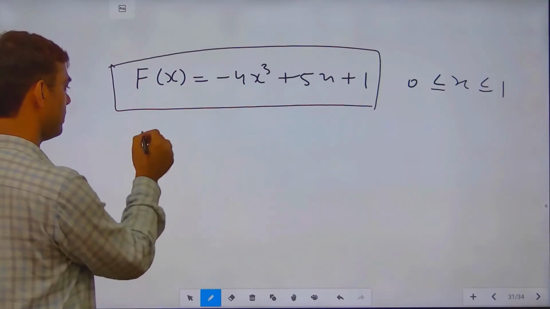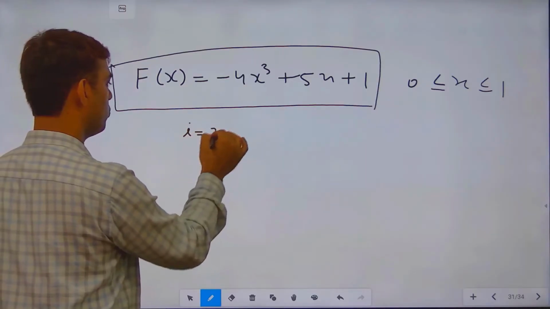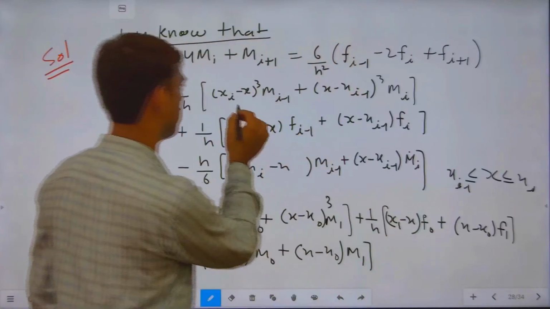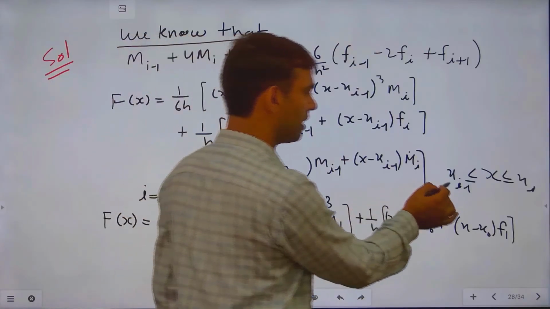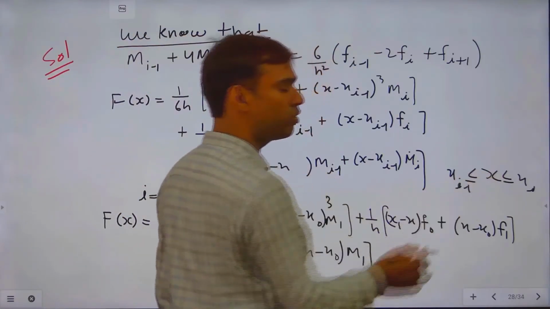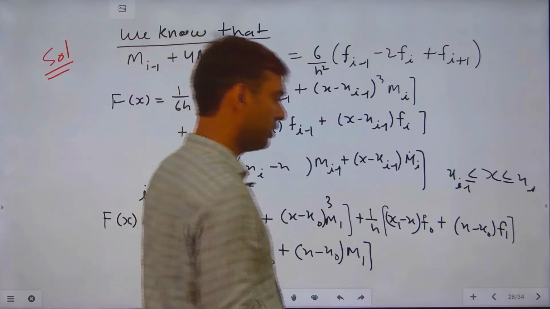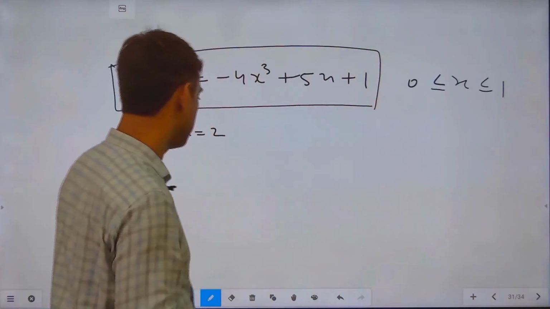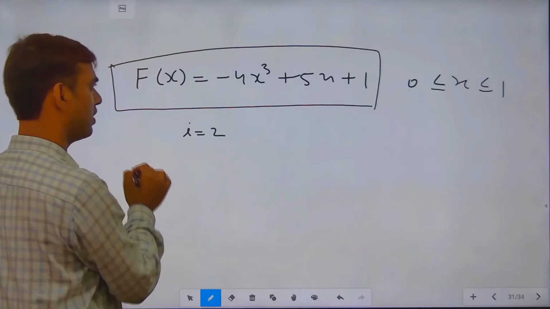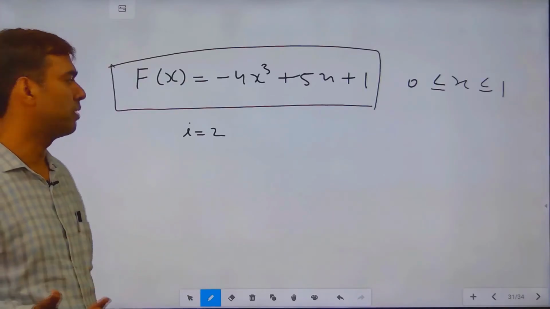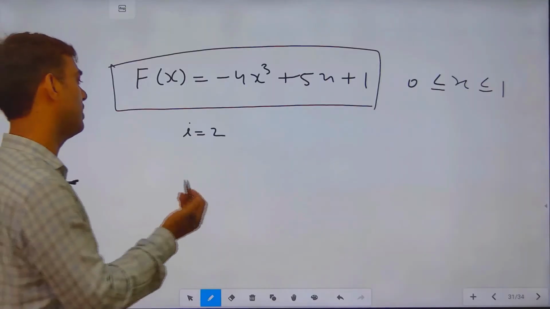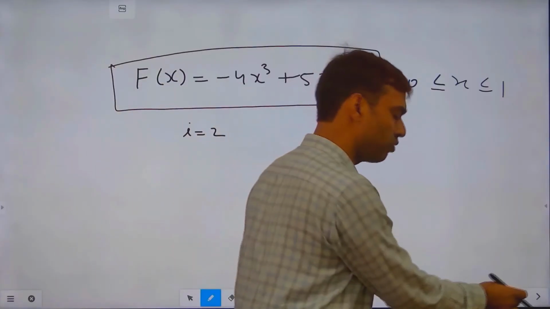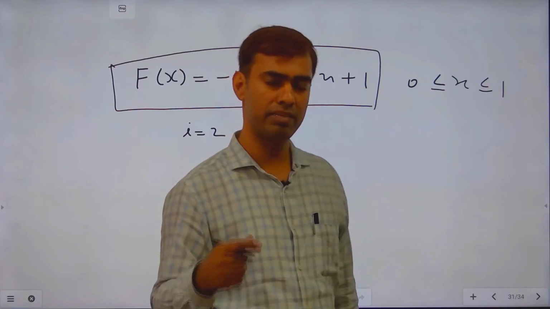Similarly, we put i equal to 2 in this formula, then we find x1 to x2, and putting the values of m0, m1, m2, we get another fx. So I am not going to find the cubic polynomial for i equal to 2. You may put the value of i equal to 2 in this expression, then after simplification you will get the result, a cubic polynomial between x 1 to 2, and similarly 2 to 3.